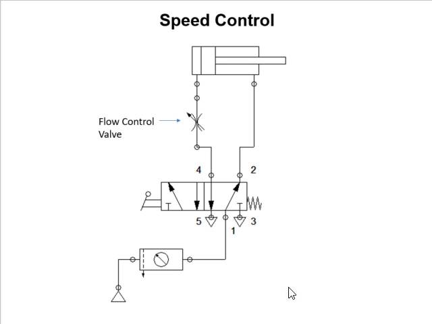Now, as shown in this circuit, the compressed air is supplied through the FRL unit to the 5 by 2 lever operated spring return DC valve. Then a double acting cylinder is connected, and in between the cylinder and the 5 by 2 DC valve a flow control valve is connected.